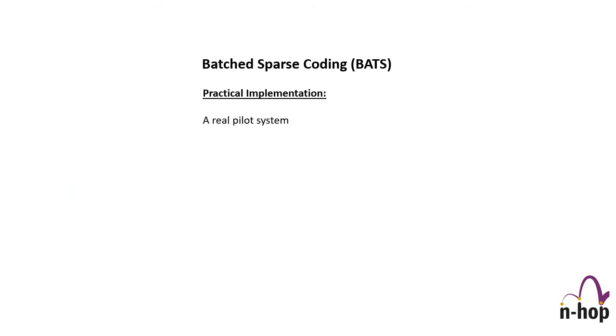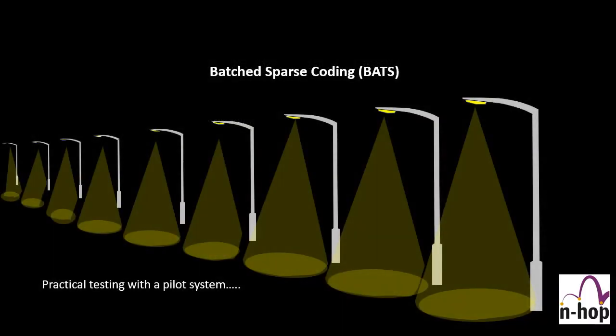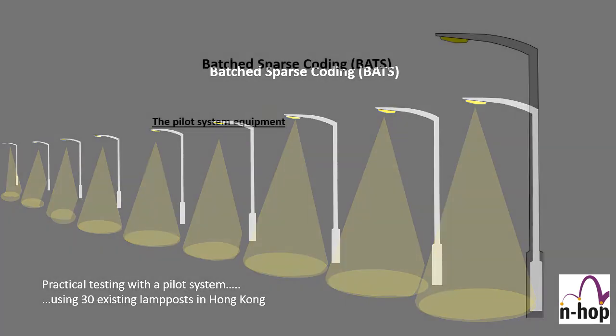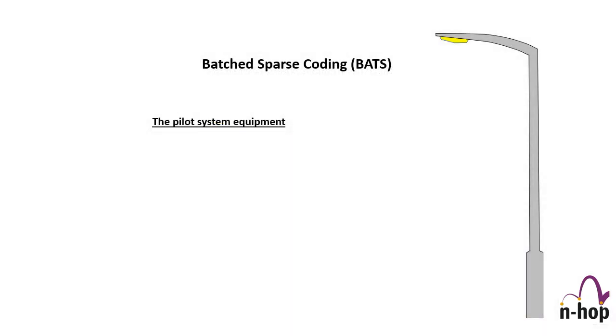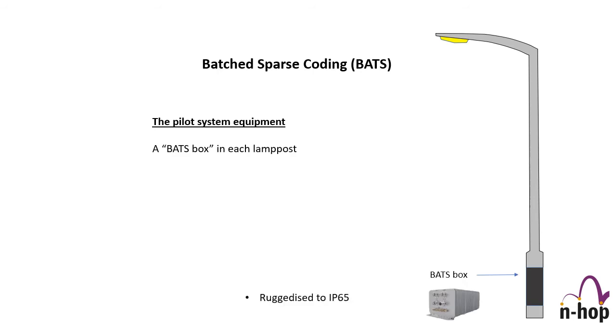For real-world proof of BATS in practice, a pilot system has been built in Hong Kong based upon a string of 30 standard lampposts. Each of the lampposts was equipped with a BATS box in the base. These boxes give environmental protection to the IP65 standard, and they are small enough to be fitted inside the base area of most lampposts without any modification.